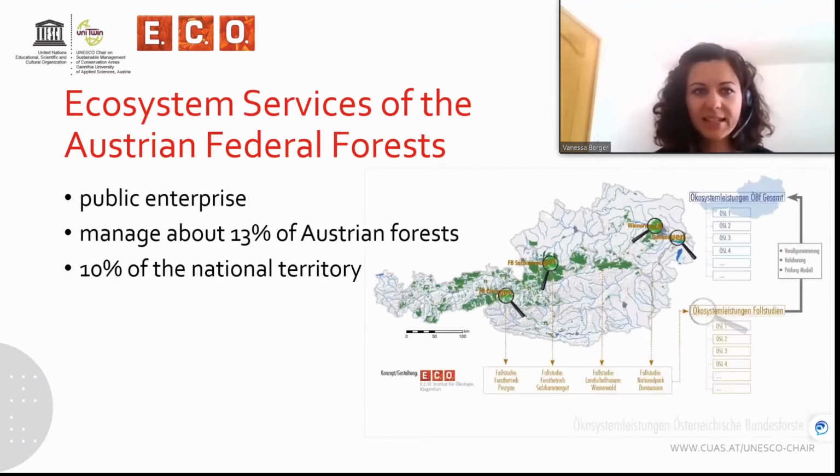So we assess the ecosystem services for the Austrian Federal Forest. This is a public enterprise which manages about 30% of the Austrian forest, which is about 10% of the national territory. And as you can see, the area is widely spread across Austria.